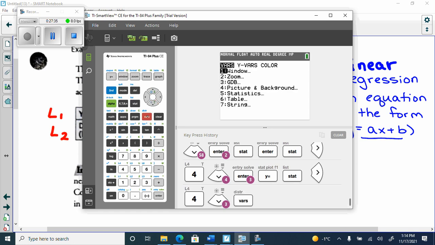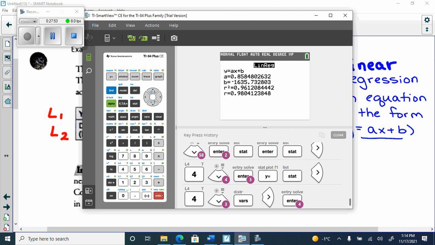Vars. And then over to Y vars. And then you're going to go enter. And this, look, oh, here's Y1. Enter. Look, did it put it there? Yeah? And then enter again because you want it to calculate it.